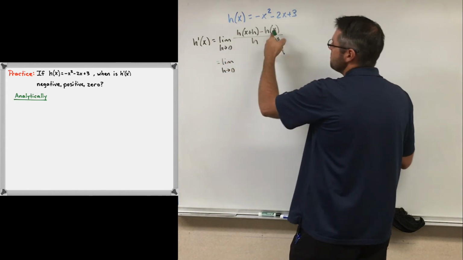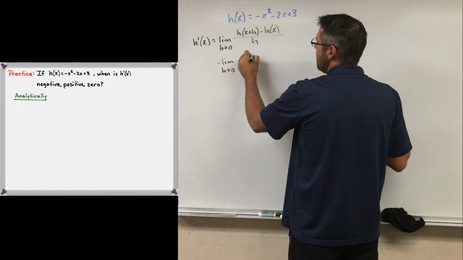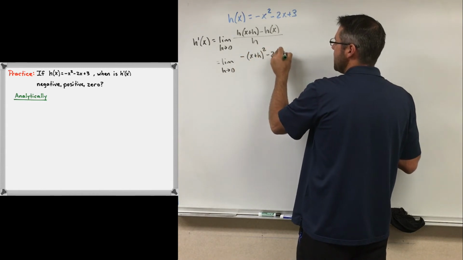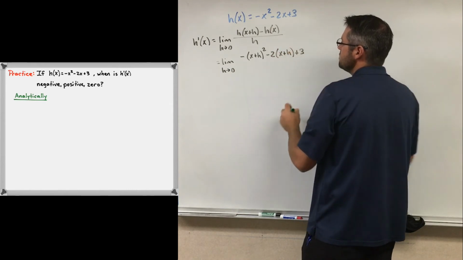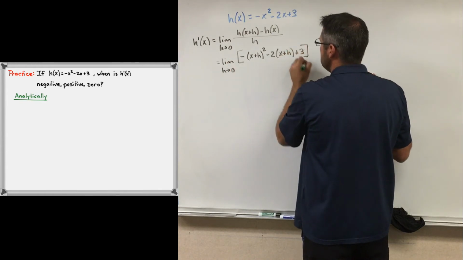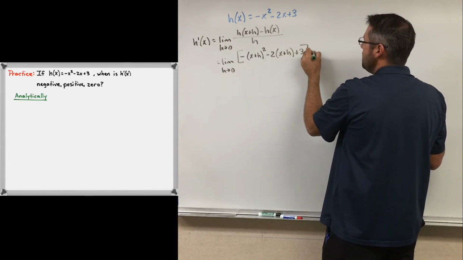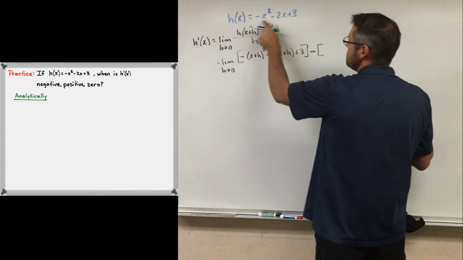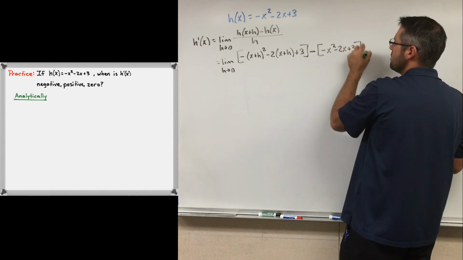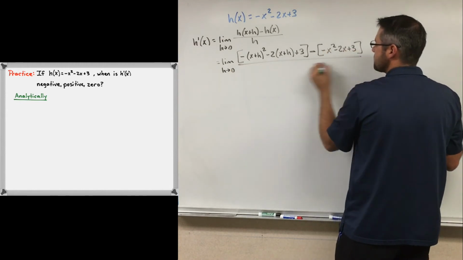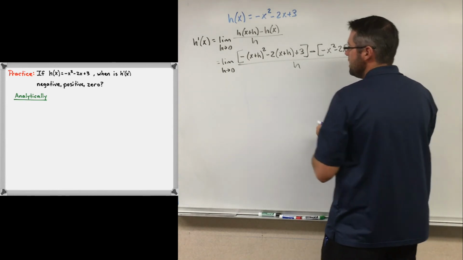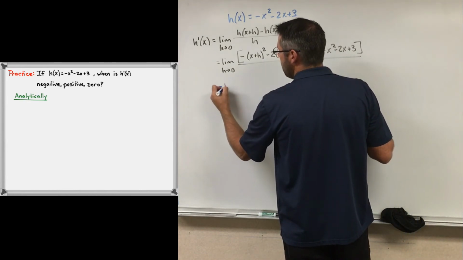But regardless, we're going to go ahead and plug in what we have here. So h of x plus h would be negative x plus h squared minus 2 times x plus h plus 3. So that's just this first part here. I'll put that in brackets. That's my y2. Now I need my y1. So my y1 is h of x, so it's just that. Negative x squared minus 2x plus 3 all over h. Boy, there's a lot going on here. That's okay. Now we just need to simplify this all the way.